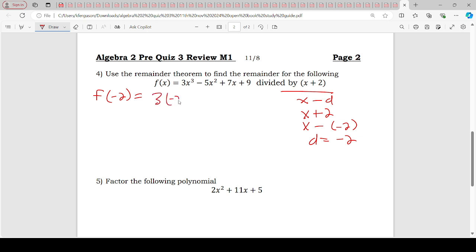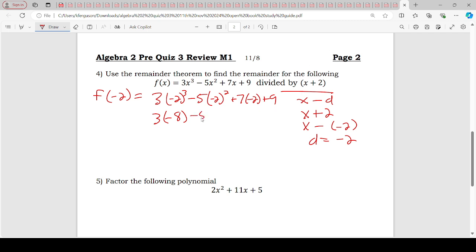So I got 3 times the -2 to the third power, minus 5 times -2 to the second power, plus 7 times the -2 plus 9. So let's break this down each piece. I got 3 times a -2 to the third power. What's -2 to the third power? That's -8. It's important that you get your signs right, because -2 times -2 is +4. But +4 times a -2 is -8.